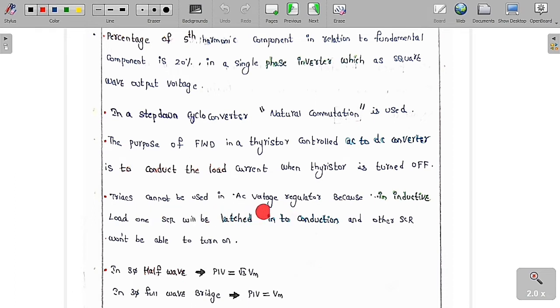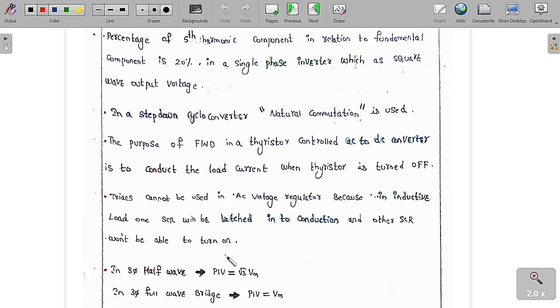Triacs cannot be used in an AC voltage regulator because in an inductive load, one SCR will be latched into conduction and the other SCR will be unable to turn on. Triacs are not preferred for AC voltage regulators because with an inductive load, one SCR will be latched into conduction and the other SCR won't be able to turn on.